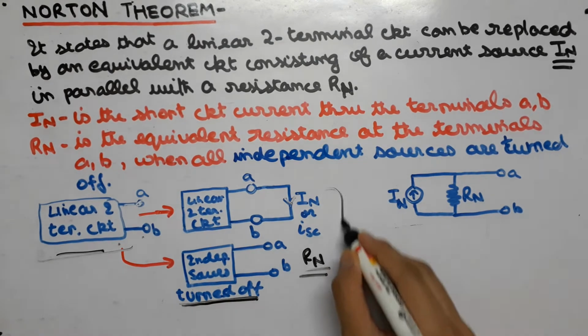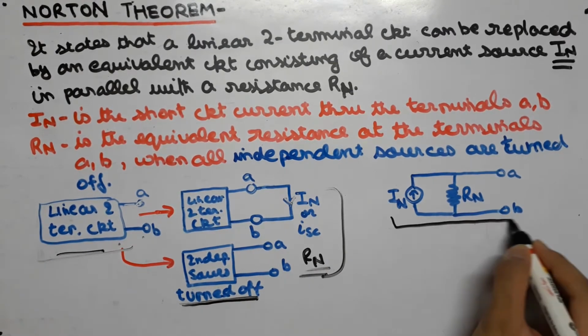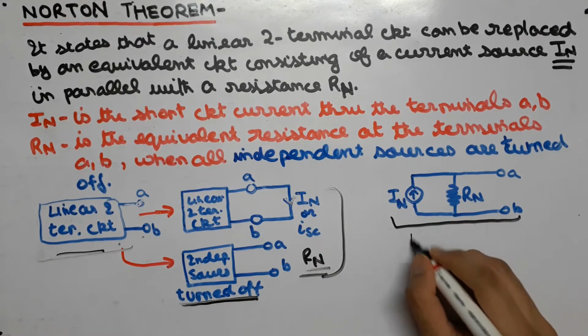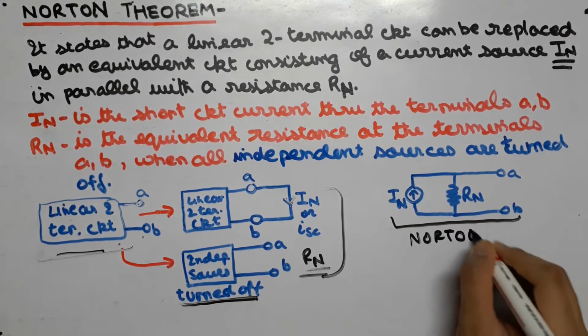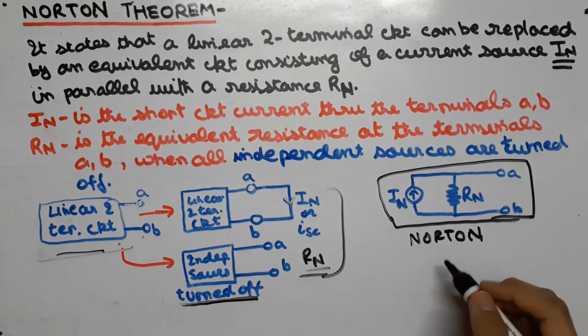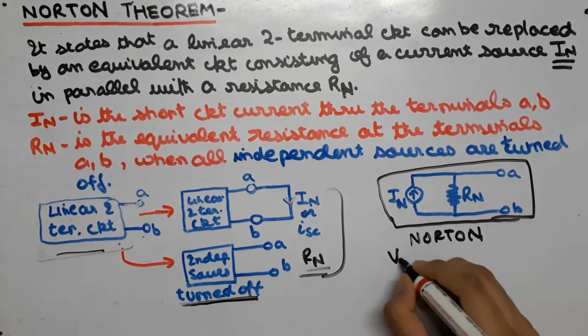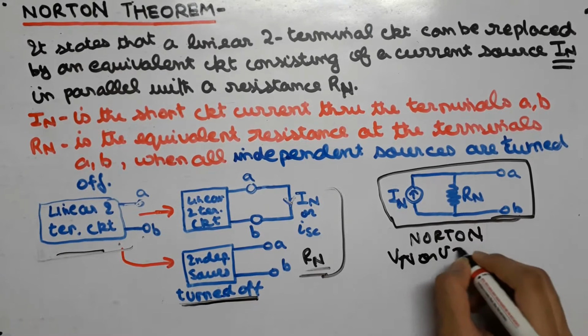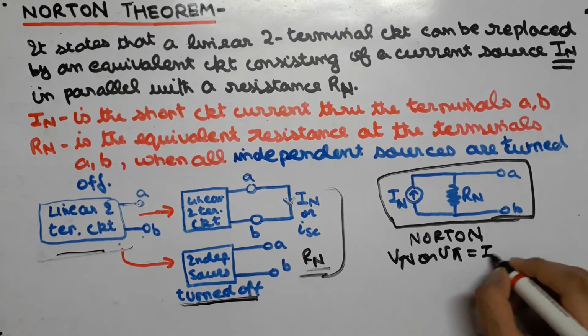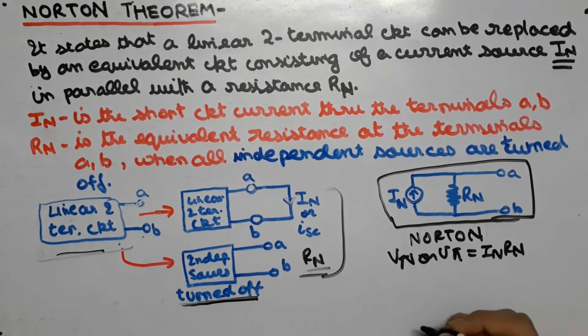Now we will take these two values and put them like this, that is, we will place Rn in parallel to the current source. This is our Norton equivalent circuit. Now similarly, if the question asks that we have to find Vn or Vth, we can find that by using the formula V = I into R, that is In into Rn.